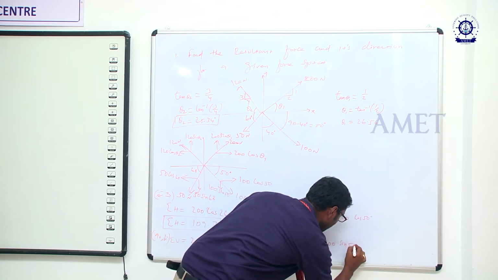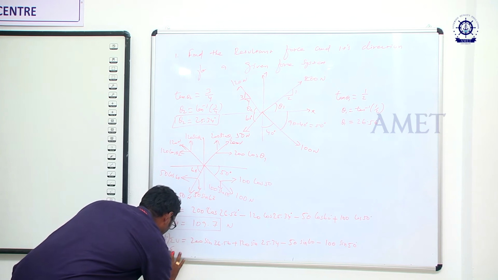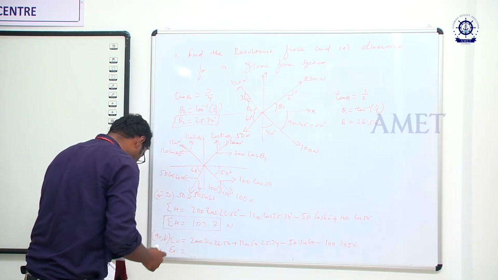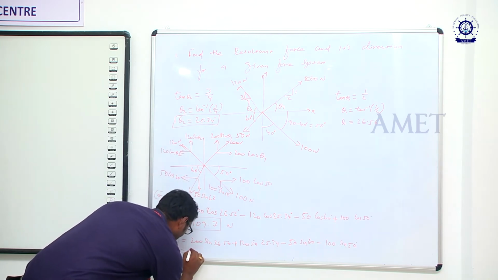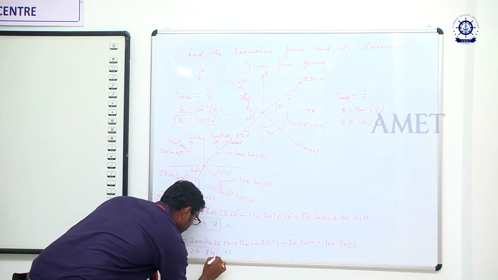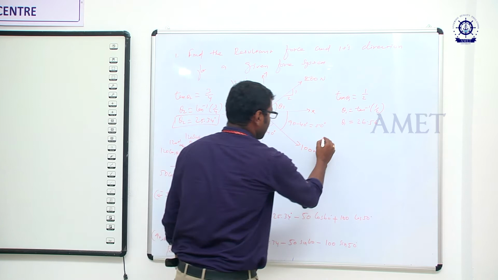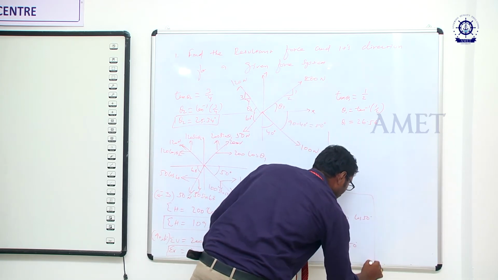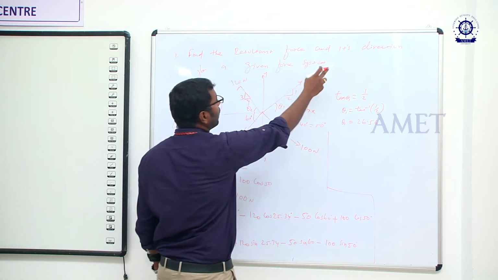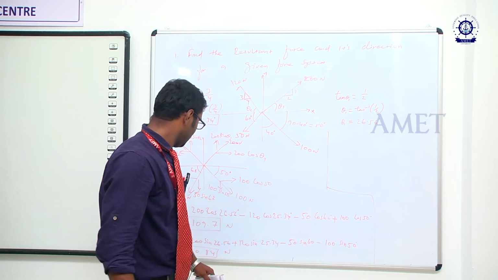So the total vertical component of this force system is 20.84 Newton. Actually, they are asking that we need to find out the resultant force and its direction. Resultant force and its direction.